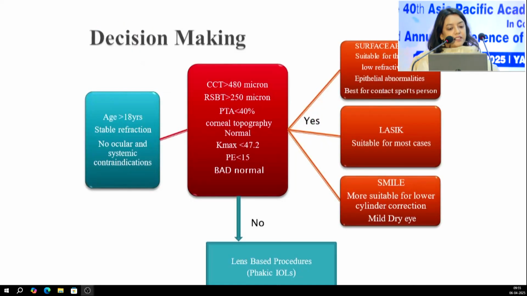If all these factors come within the normal limits, like age of the patient more than 18 years, a stable refraction, no ocular or systemic contraindications, CCT more than 480 microns, RSBT more than 250 to 300 microns, PTA less than 40%, no indication of any form of ectasia, posterior elevation less than 15, and a normal BAD map, then we can proceed to surface ablation techniques, LASIK or SMILE, any corneal-based procedures. LASIK is suitable for most cases and SMILE is suitable for moderate powers. However, if they are not suitable, then we have to proceed to lens-based procedures or the phakic IOLs.